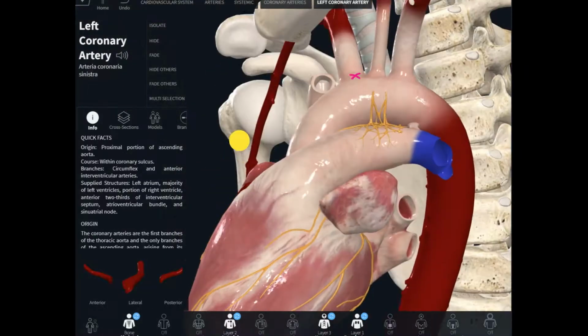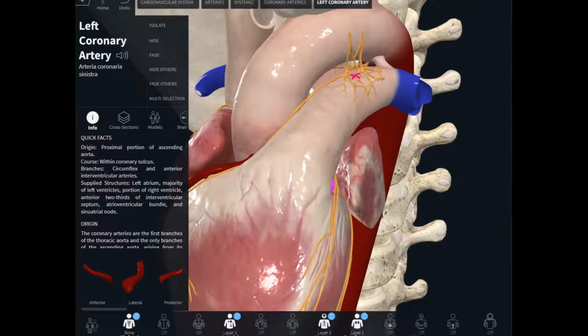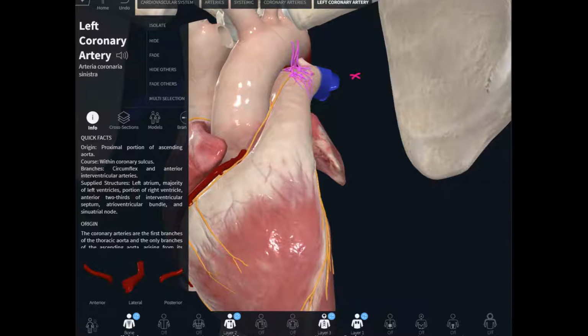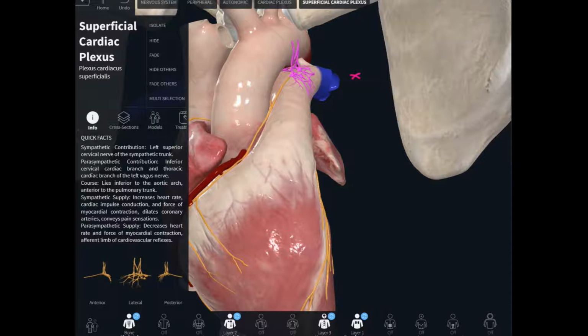Next thing that we can notice is, okay, so we got done with the sternum, the right coronary arteries, and the aortic arch on the left, on the right, and yeah, that's it. That's all.